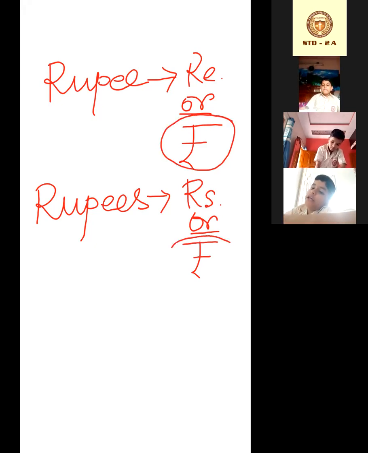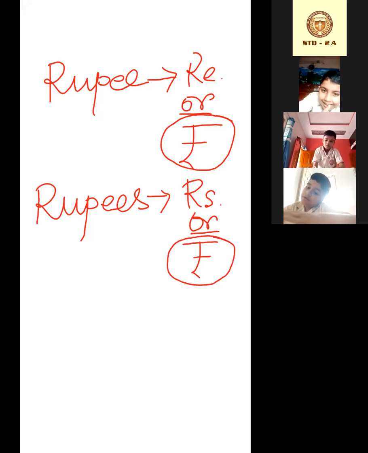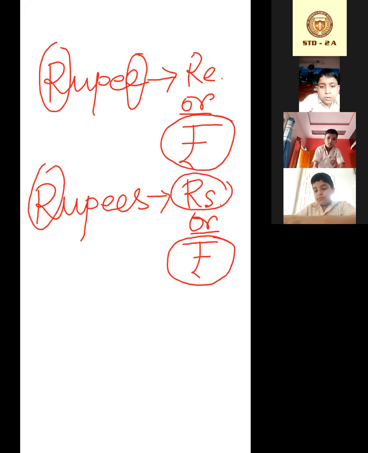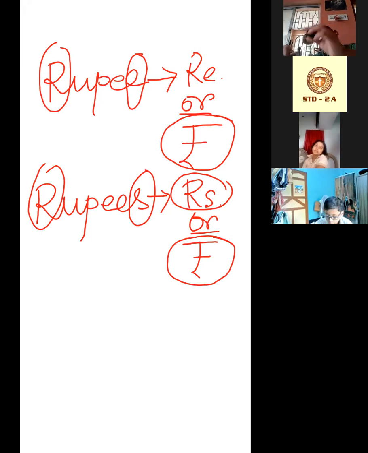Look. But here, in case of rupee, we are taking Re dot. Why? Because we are taking only the first digit and the last digit. And in case of rupees, we are taking the first letter and the last letter is S, na? That's why here Rs. Is it clear? Everyone clear? Shake your head. Good.